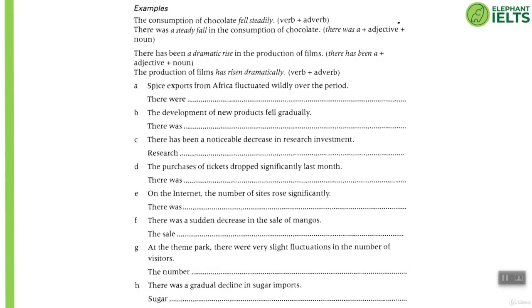This is another example which you can do in your own time. Let's look at the examples. The consumption of chocolate fell steadily. So we have a verb plus an adverb. To transform this, we can say there was a steady fall in the consumption of chocolate. So we have an adjective with a noun.